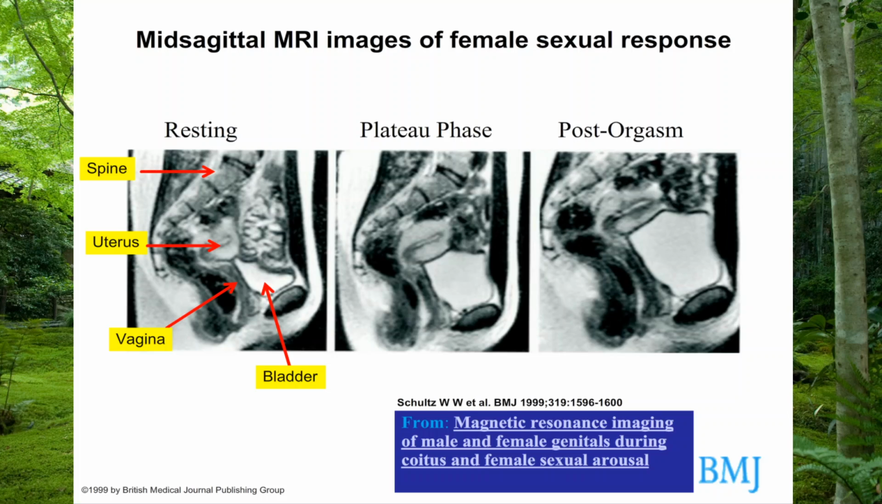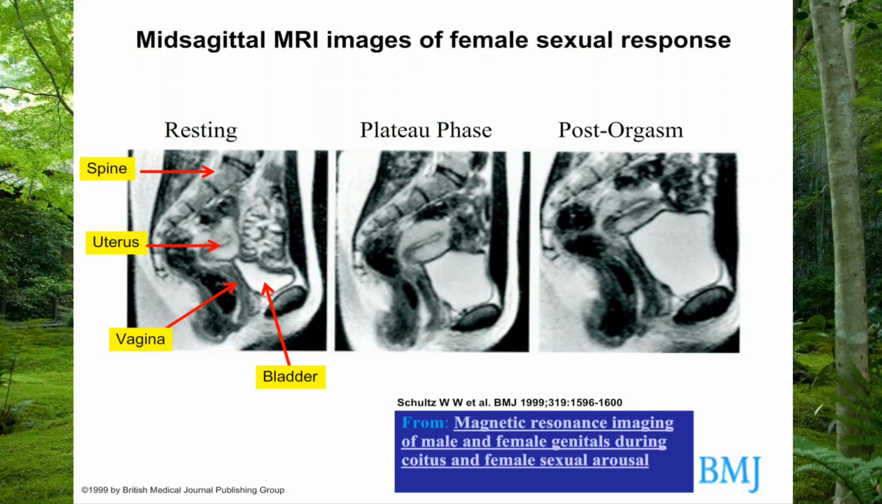The other thing that you're going to notice is that the size of the uterus really hasn't changed. And that is counter to what Masters and Johnson thought. They thought the uterus was going to engorge with blood and get a lot larger, but the MRI images don't tend to bear this out. Now, if you want to see the whole paper, it's available for download for free. Just click on the link below.